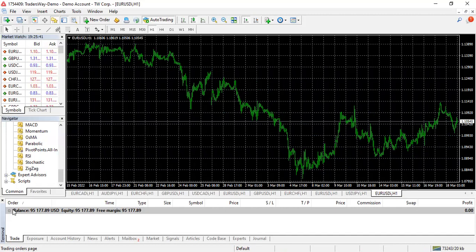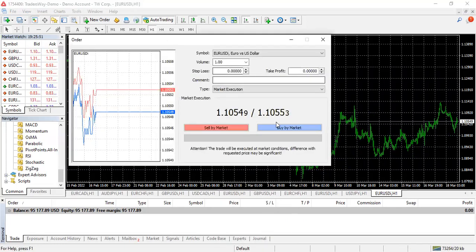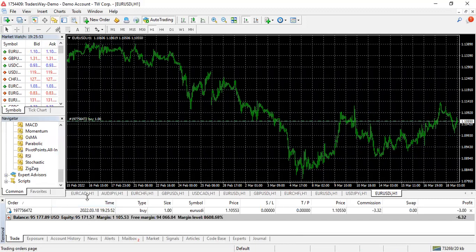Balance is the amount of money you have in your account. Now, when I open a new trade, let me just open a new trade now. This is a new trade. It's not going to affect my balance. Can you see? It's not going to affect my balance. If I credit my account with 1,000 USD, it will appear here that I have 1,000 USD as my balance. I hope you understand what balance is.